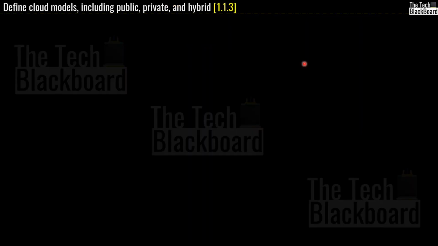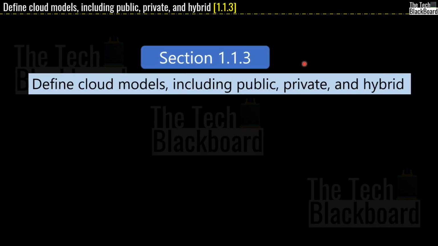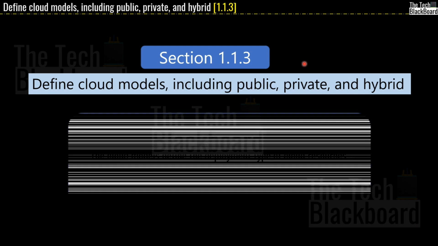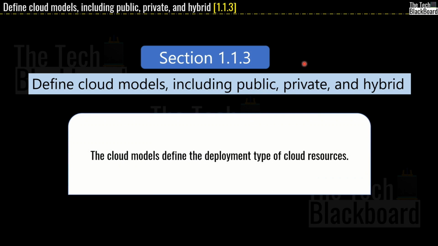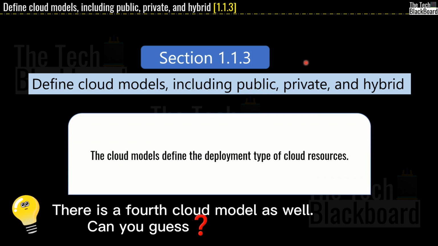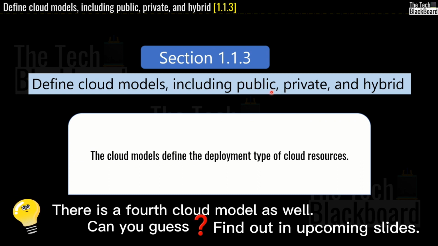Now let's move to our next section, section 1.1.3, which is about defining cloud models, and then we will understand what is public cloud, private cloud and hybrid cloud. First, let's define the cloud models. The cloud models mean the deployment type of cloud resources. There are three major types of cloud deployment models. The first one is public cloud, then we have private cloud, and the last one is hybrid cloud.